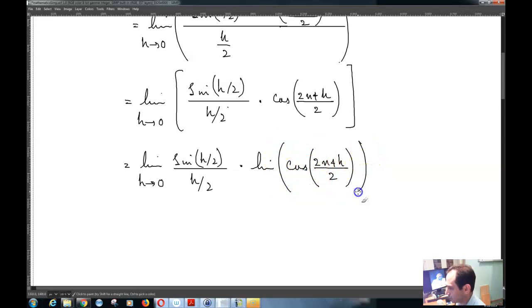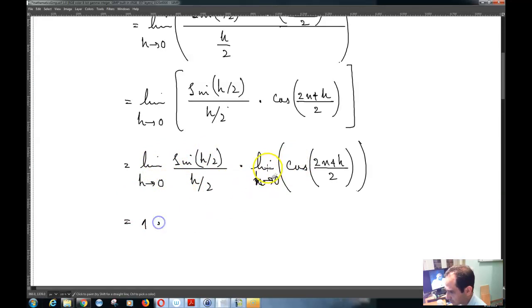So that's the limit of this as h tends to 0. So this part is equal to 1. And of course, as h tends to 0, h divided by 2 also tends to 0, so there is no problem with that. So this becomes equal to 1.